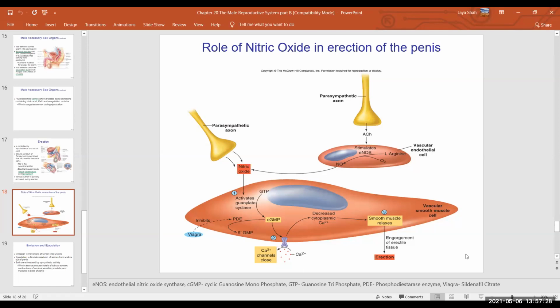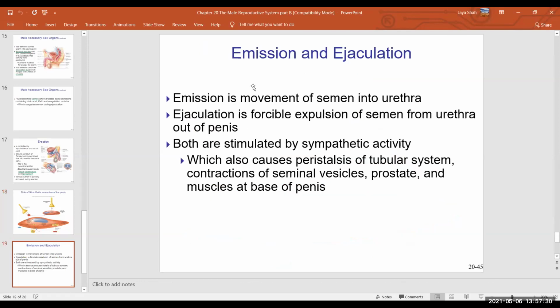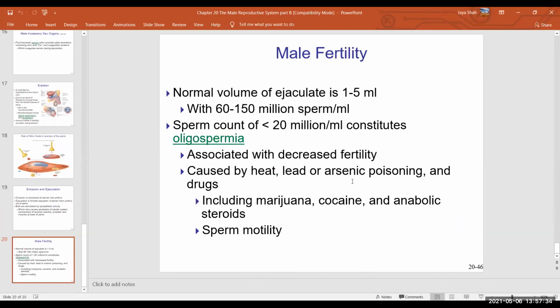Okay. That is here. This is emission and ejaculation. I talked about what it is. And then this is male fertility. And this is just the data. So here is the cause: marijuana, cocaine, anabolic steroids can cause male infertility. Or if you are exposed to high heat all the time, that can cause it too. So this is all, I think, for today.